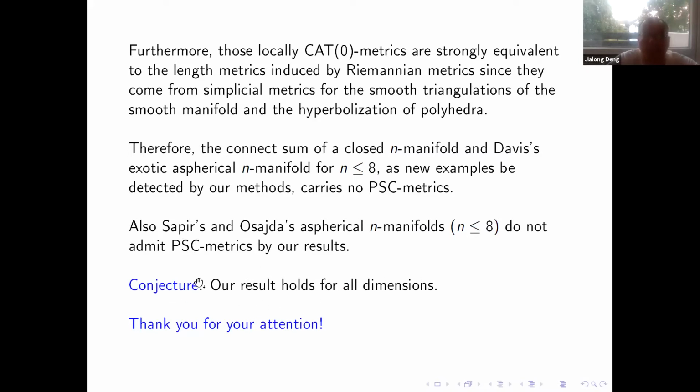And there's a conjecture that our result holds for all dimensions. Up to now, these results have been restricted to dimensions less than 9. Since our proof is based on minimal hypersurfaces, we know that if the dimension is bigger than 9, then there are singular points. But as we mentioned before, Schoen and Yau claim they can do it for all dimensions. So if Schoen and Yau's result is true for all dimensions, then our result is also true for all dimensions. So that's why we have this conjecture. And thank you for your attention.